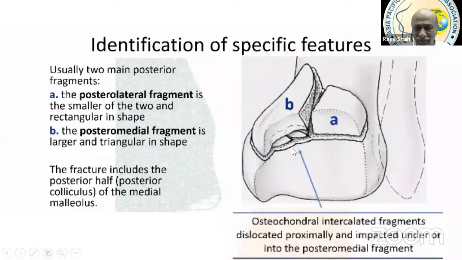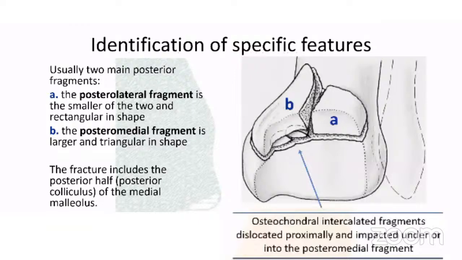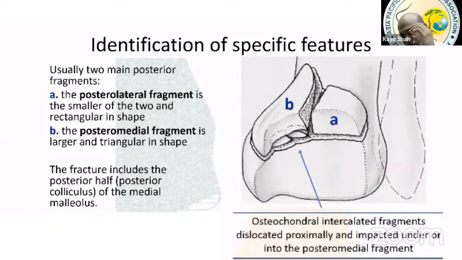There is sometimes an intercalated fragment which is dislocated proximally and impacted under or into the posteromedial fragment. So now my question: how do you deal with such an intercalated fragment? There are sometimes intercalated fragments under the posterolateral variety of posterior malleolus. Have you seen this situation? Yes, sir. So how do you address this combination?